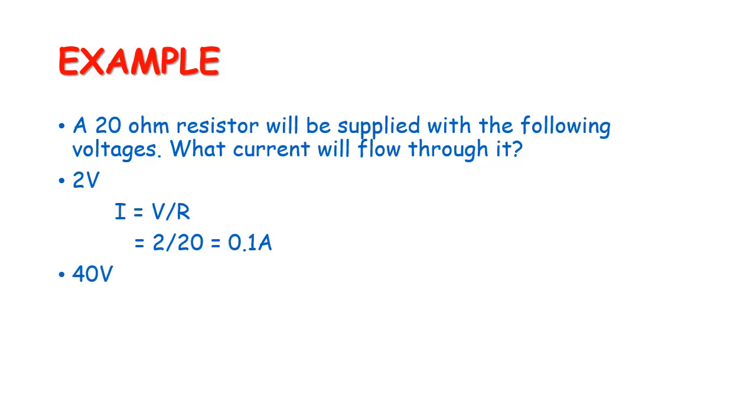If we put 40 volts in, assuming the resistor could cope with that, then, whoops, backwards. I equals V over R. We've got 40 over 20, and then you'd have 2 amps of current flowing.